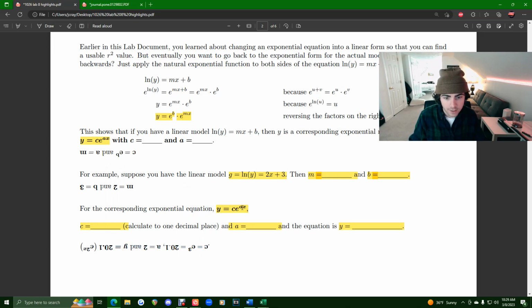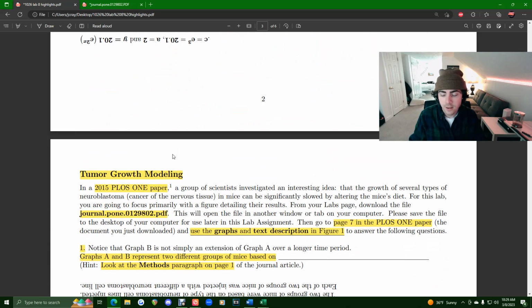And then the a value, we said a was equal to m, and m in this case was 2, so a would equal 2. And so the equation would be what? It would be c e to the ax, with 20.1, or e to the 3, plugged in for c, and 2 plugged in for a. So you can see it here, 20.1 e to the 2x. All right, that's all the time I'm going to spend on that.